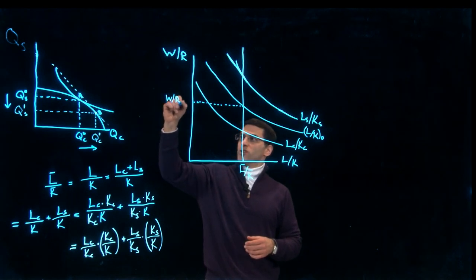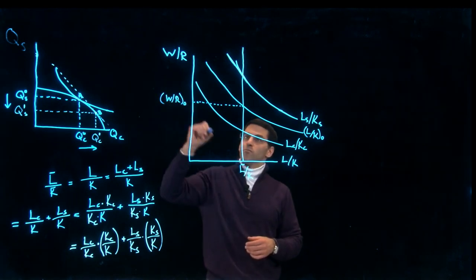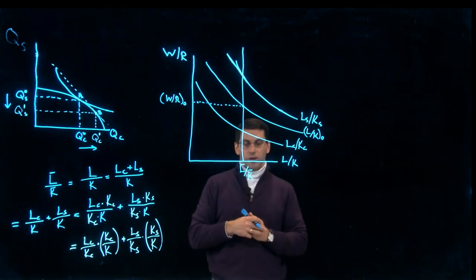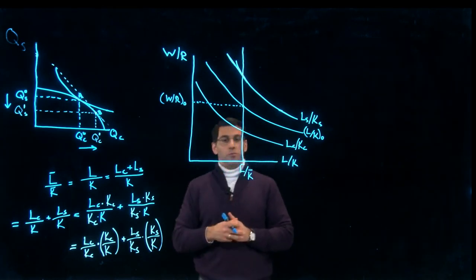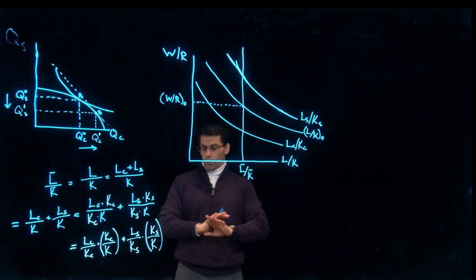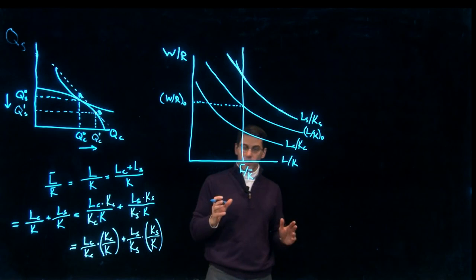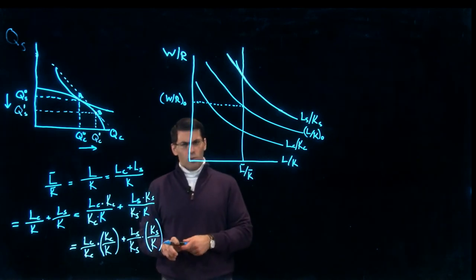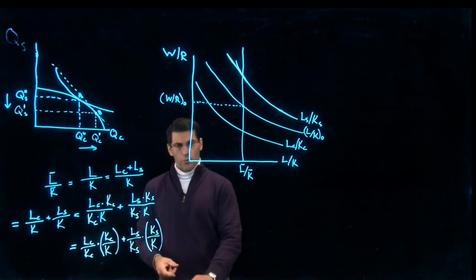So the intersection of the relative supply curve with our relative demand curve gives us the equilibrium wage to rental rate. Right? So this is so far before we've even opened up to trade. This would be our autarky equilibrium, right? Our no trade equilibrium. Well, what happens when we open up to trade?